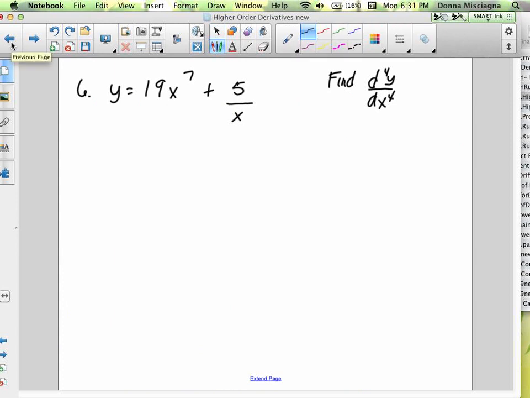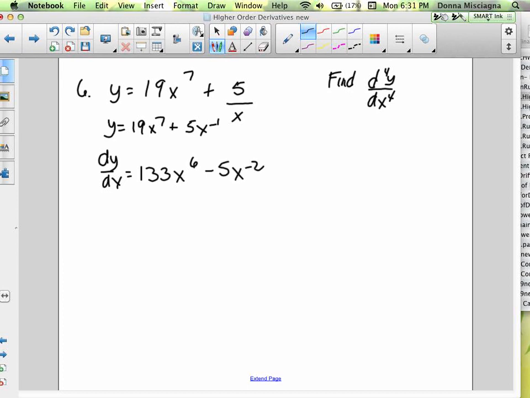First derivative, and I need to simplify that. So y equals 19x to the 7th plus 5x to the negative 1. dy dx equals, the bad thing is the coefficients. I had to make it 19, didn't I? So that would be 70 plus 63. That's going to be 133 x to the 6 minus 5x to the negative 2 power.